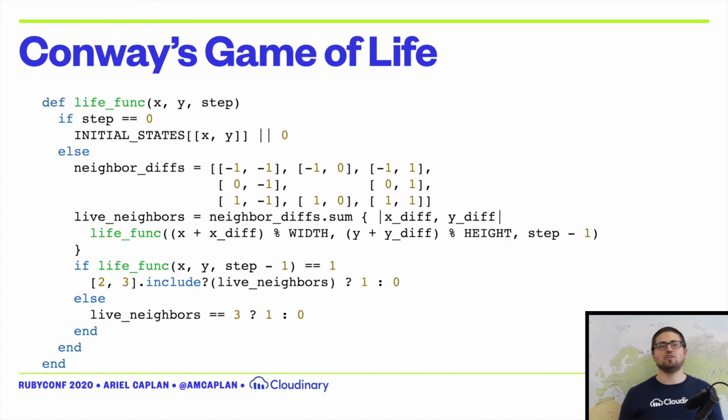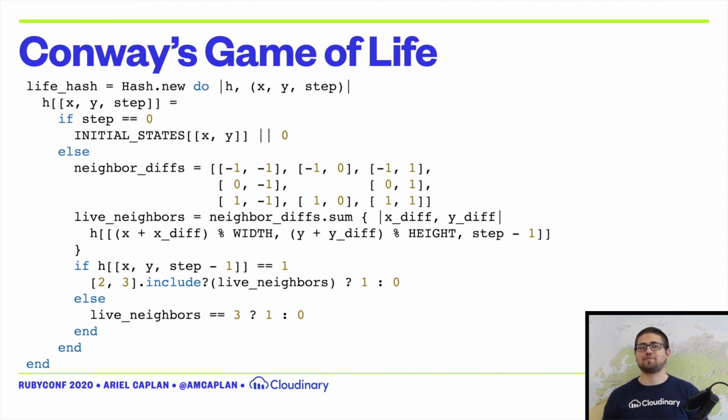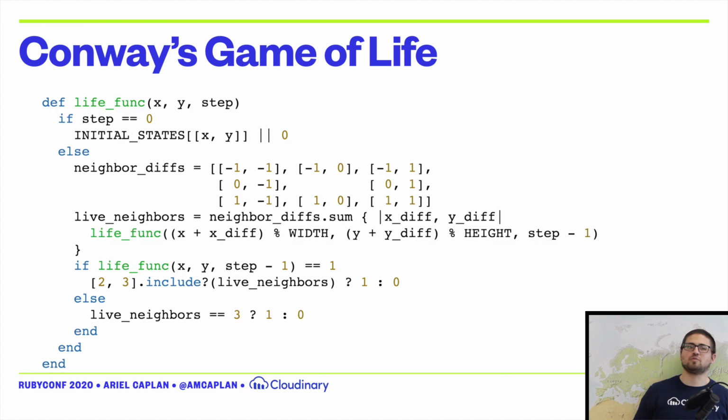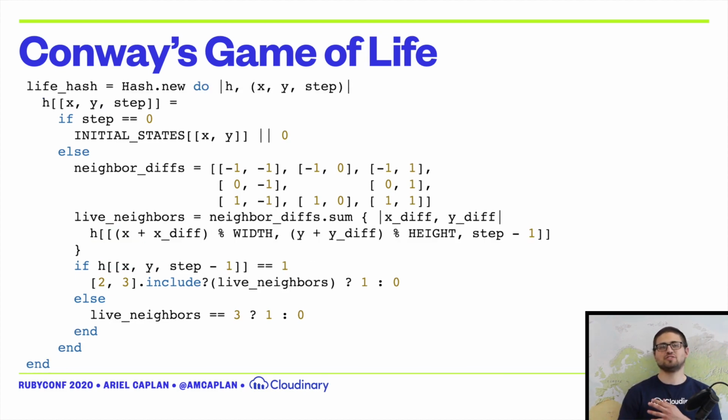I want to show you the same code, but with a little difference: instead of a method, we're using a hash with a default proc. So I'm going to go back and forth. You can see it's basically the same code, right? Letter for letter, minus the part where this one is asking. This one is doing recursive method calls, and this one is doing recursive hash access.